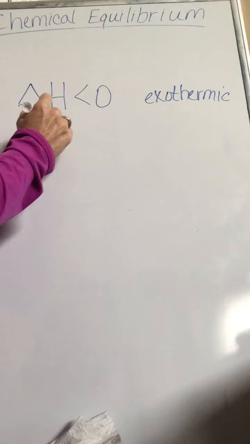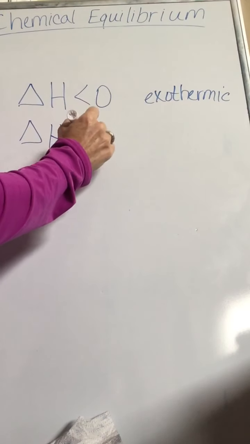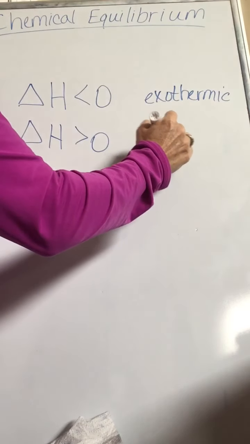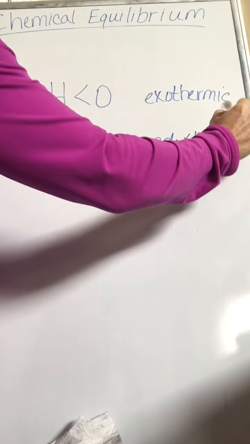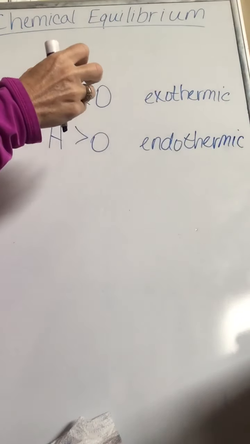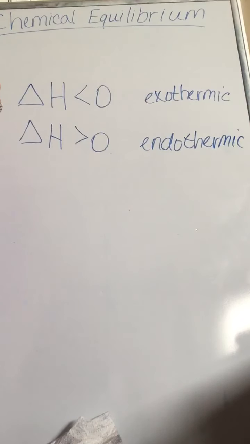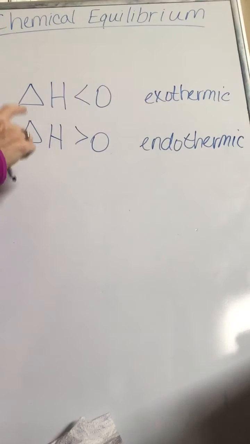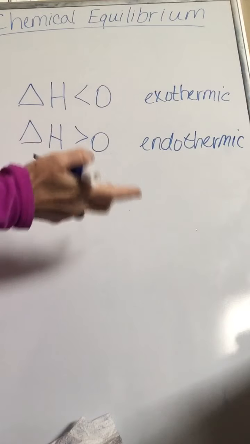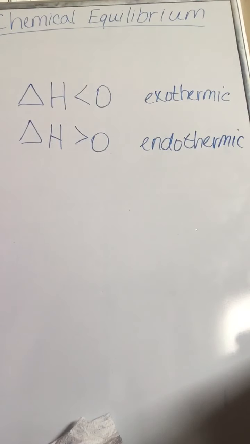All right, and when we have a delta H of greater than 0, it's going to be endothermic. So what that means is as you see the reaction progress, it actually will make something colder. It absorbs heat. It requires heat to be added to the reactants in order to make the products, okay? So remember these concepts. If you don't, that's fine. Write them down, remember them again.